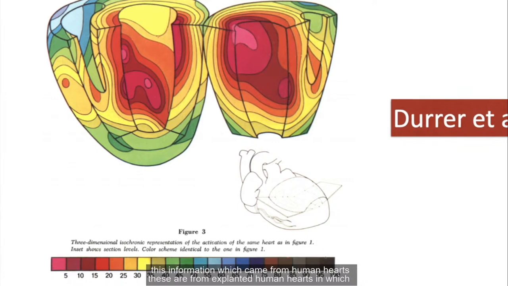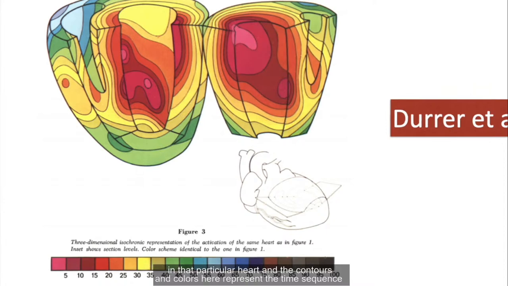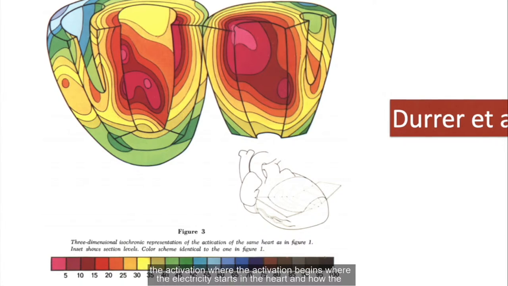These are from explanted human hearts in which multi-electrode needles were inserted to capture the three-dimensional distribution of electricity in that particular heart. And the contours and colors here represent the time sequence, the activation, where the activation begins, where the electricity starts in the heart, and how the electricity spreads throughout the heart, which of course is the precursor to the contraction that follows later. So again, this goes back a long, long time, and it's heavily edited and heavily schematic almost in its smoothness.